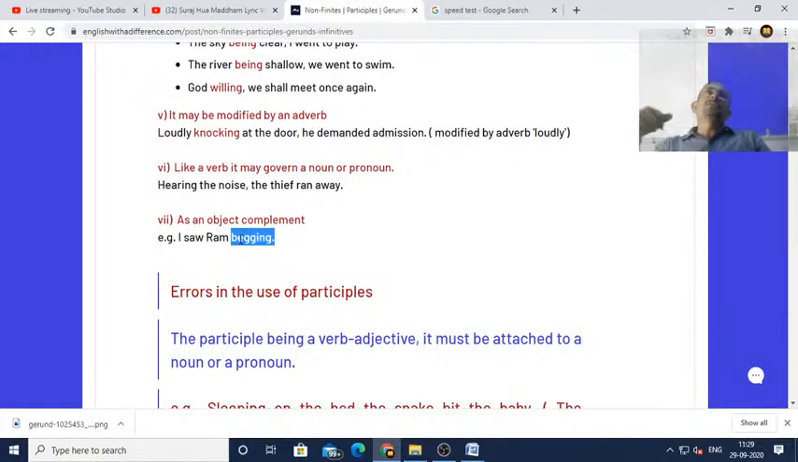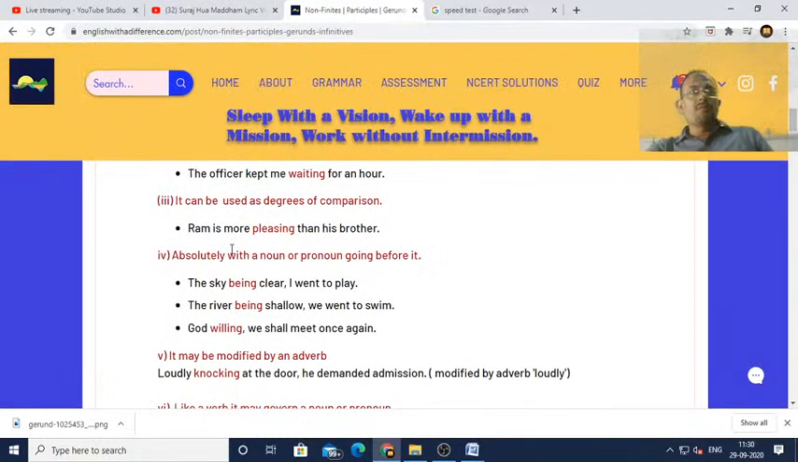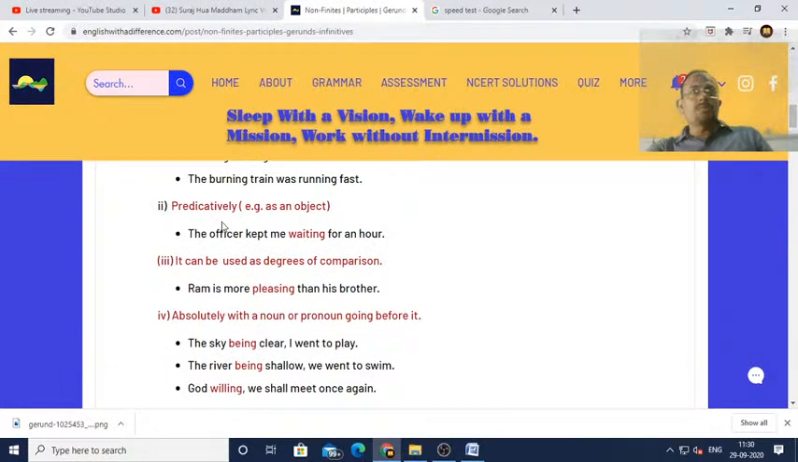Complement means what, dear students? Complement means whenever a word goes after an object, that particular word is called object complement. Understood? So it is an object complement, and here you can see it is used predicatively. It can also be used predicatively, like the officer kept me waiting for an hour. So waiting is used here after the object.